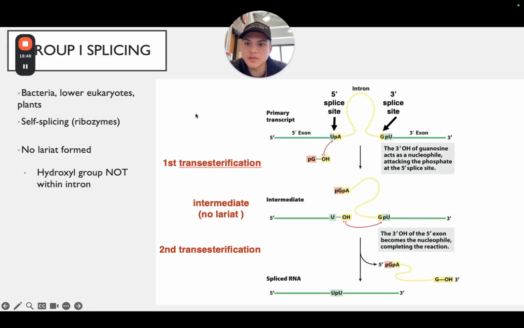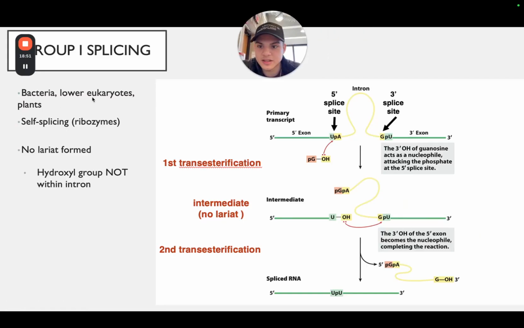With group 1 splicing right here, these are in bacteria, lower eukaryotes, and plants, much simpler organisms, and basically it's self-splicing. As you can see here, this is a ribozyme. We have our mRNA transcript, and we have this intron that we want to get rid of. There's a 5' splice site that begins after the U, and there's a 3' splice site that begins before the U.